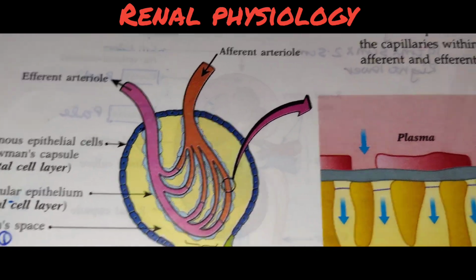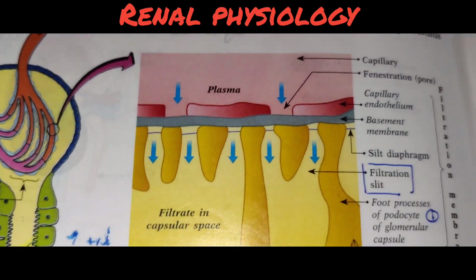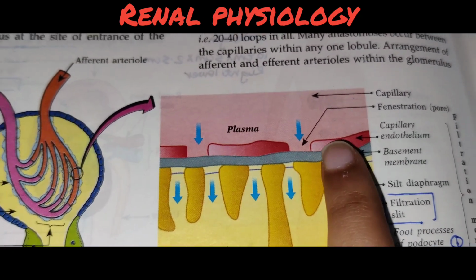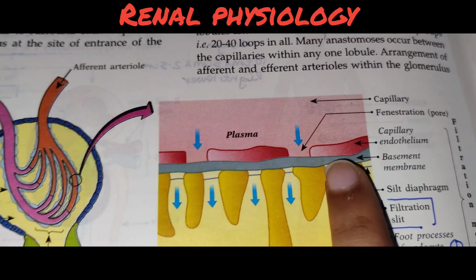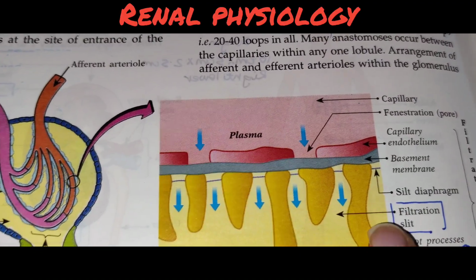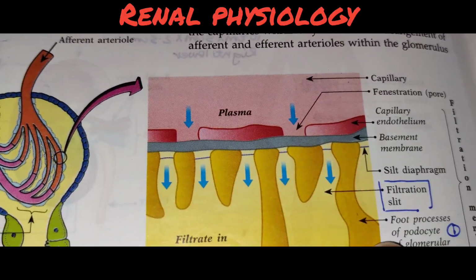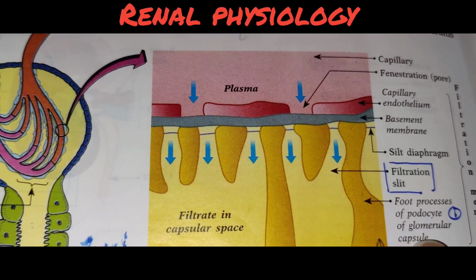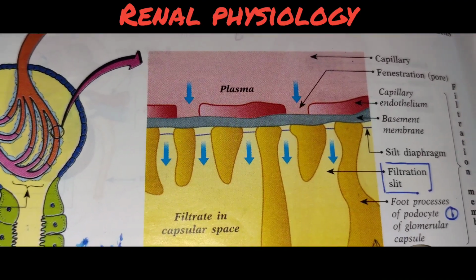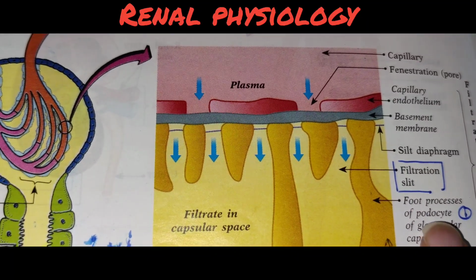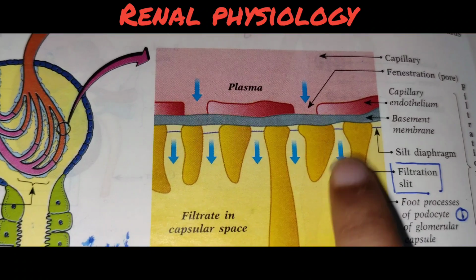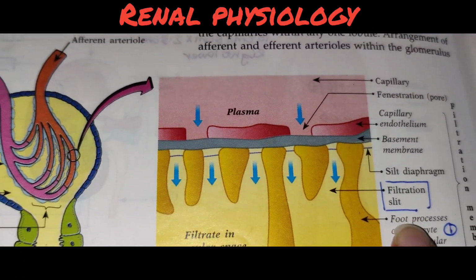So now let's discuss it in this diagram. This is a capillary, and this is the endothelium of the capillary. The gap between the endothelial cells is known as fenestration. Then we have the basement membrane, and this is the foot process of the podocytes of the glomerular capsule. What does this mean? The visceral layer has some cells called podocytes which give out foot processes, and the gap between them is known as the filtration slit.